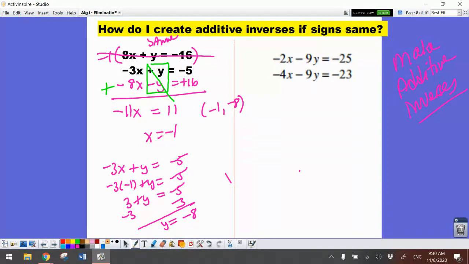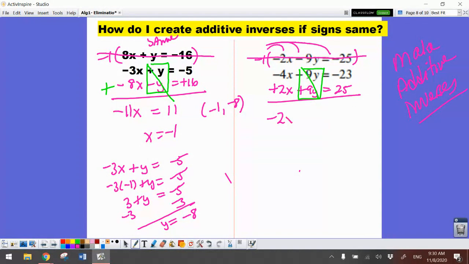All right, go ahead and hit pause and start working on the second problem on this page. Make your additive inverses. Remember, you need to multiply one of the lines by -1. Okay, let's see how you did. So if I multiply one of the lines by -1, that gives me a positive 2x, a positive 9y, and a positive 25. And again, this guy is kind of gone. I don't want to get mixed up by looking at that one. So I'm going to cross it out. Here are my additive inverses, and I can go ahead and solve. So -4 plus 2, that's a -2x, and -23 and 25, that's a 2. So x is going to equal -1 again.